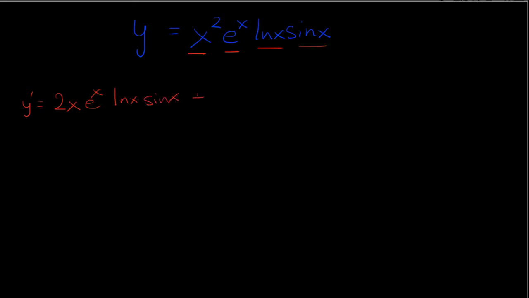Okay. Next, let's take the derivative of e to the x. The derivative of e to the x is e to the x. And then keep everything else the same. So we did x squared, we did e to the x. Next in line is the natural log of x. What's the derivative of natural log of x? 1 over x. And then keep everything else the same. Last one is sine. What's the derivative of sine? Well, that's cosine. Leave everything else the same.